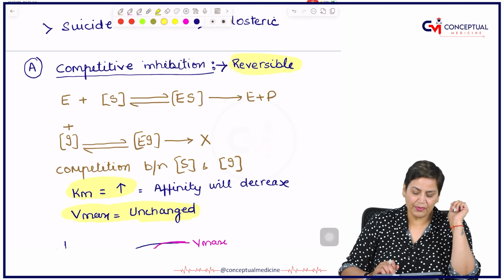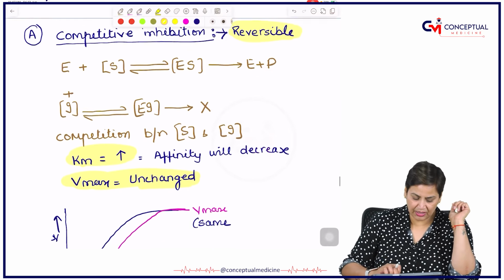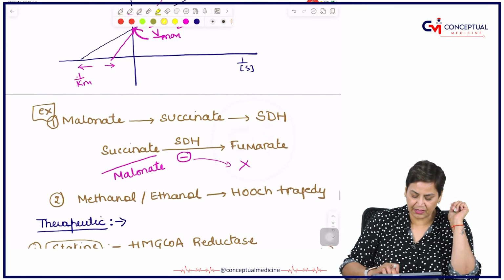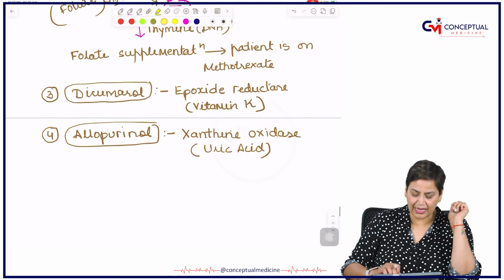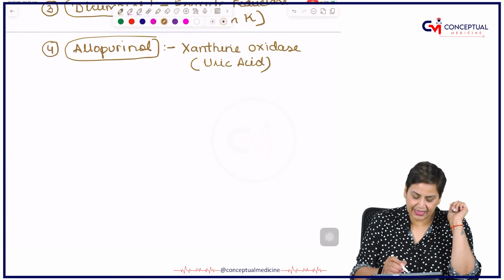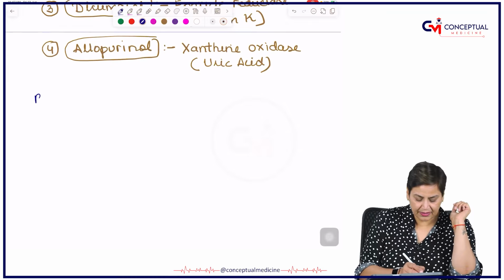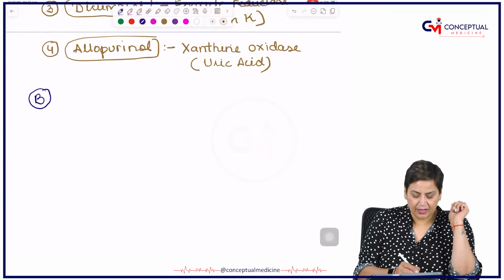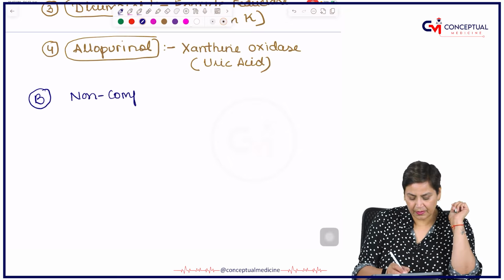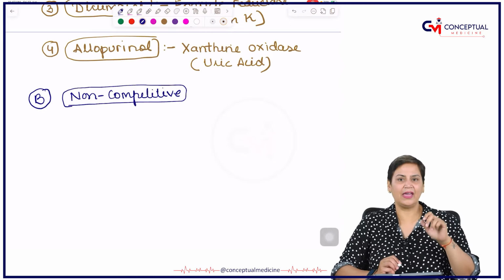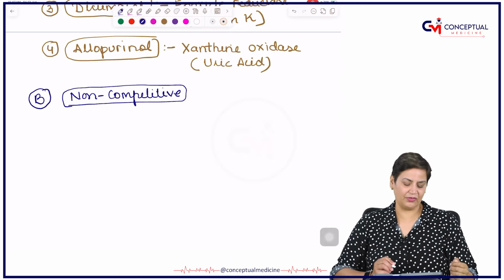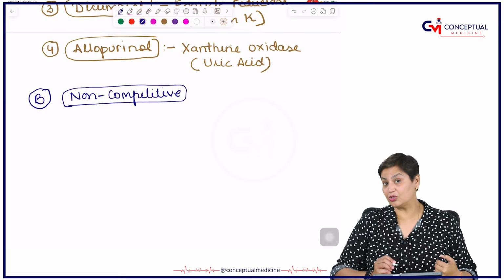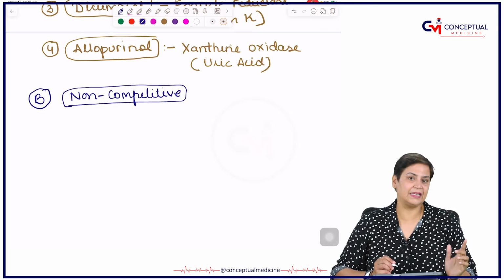So, this is competitive or reversible inhibition, where we can say an X-shaped graph is obtained in the Lineweaver-Burk plot. Then the second type of inhibition is non-competitive inhibition. Now see, that is why I am not writing whether it is reversible or irreversible, because it can be reversible also, but most commonly it is irreversible.